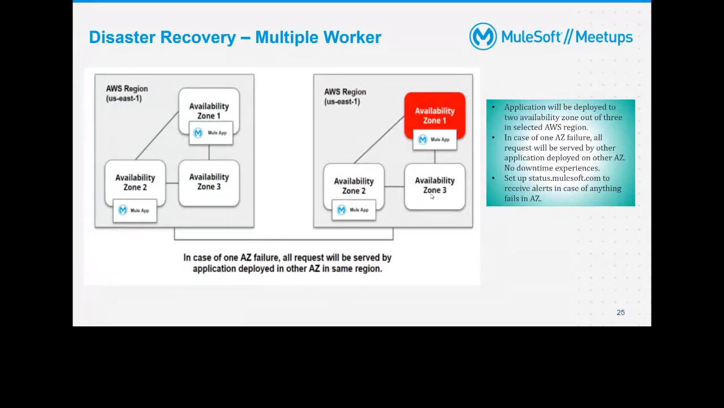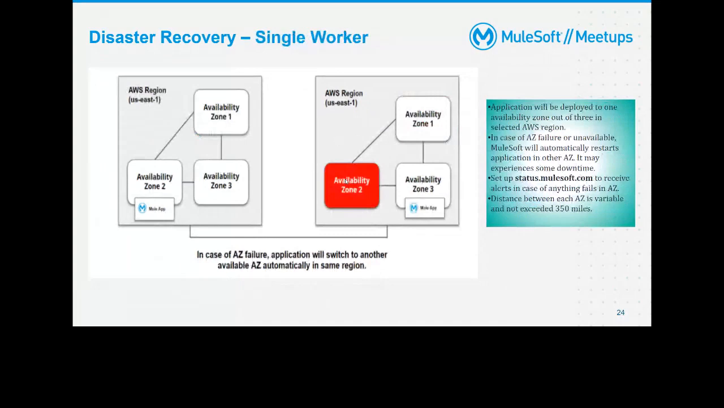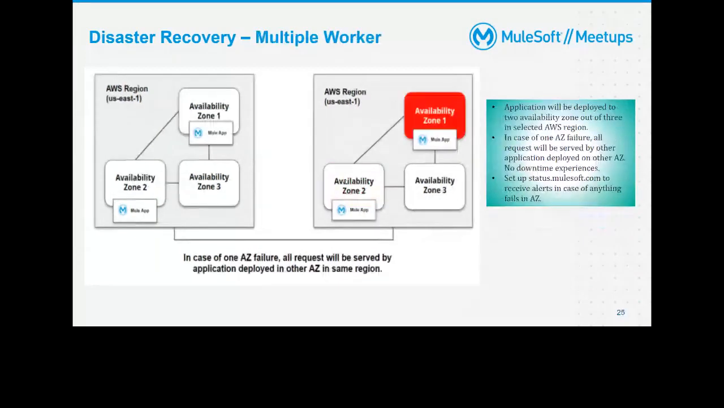Any questions on this? The only difference between one worker and multiple workers is that with more than one worker you don't experience any downtime. But in a single worker, we may experience some downtime in case the zone goes down.